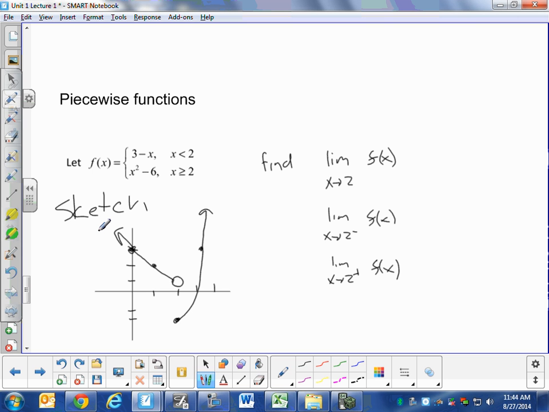All right, answer those 3 questions. What's the limit as x approaches 2 from the left? As x approaches 2 from the right? And what is the limit in general as x approaches 2?